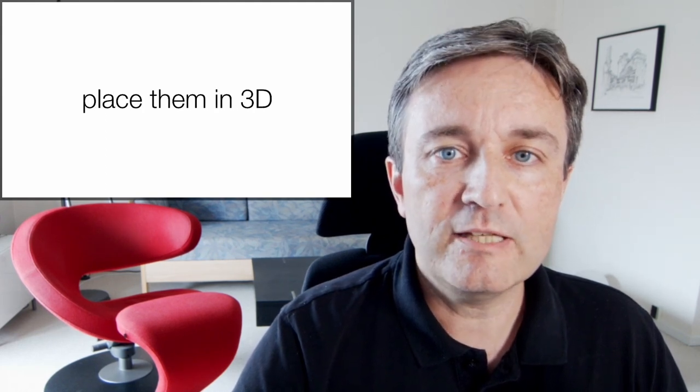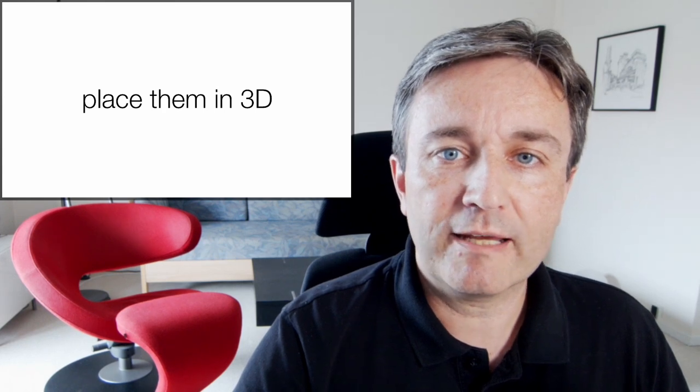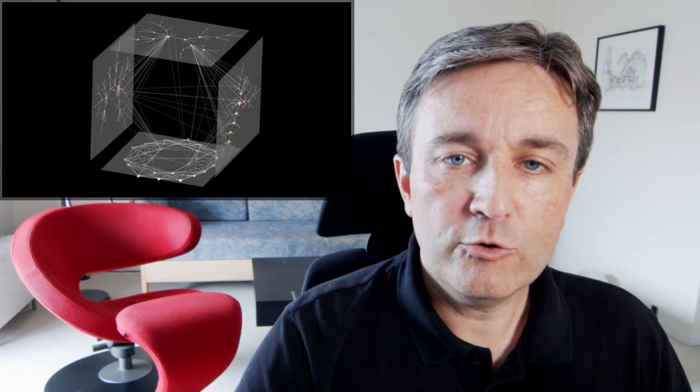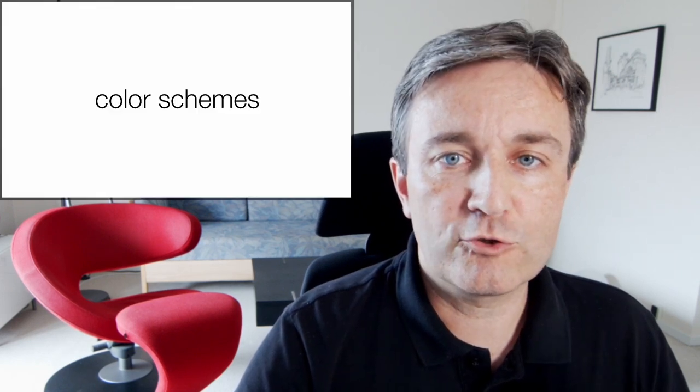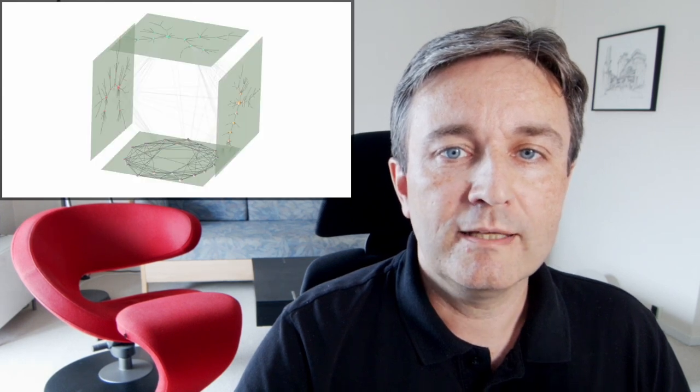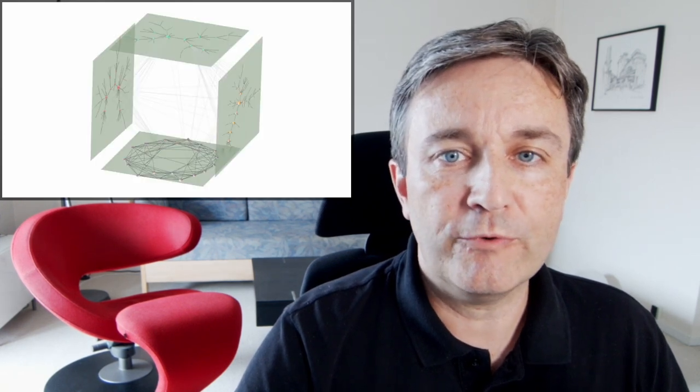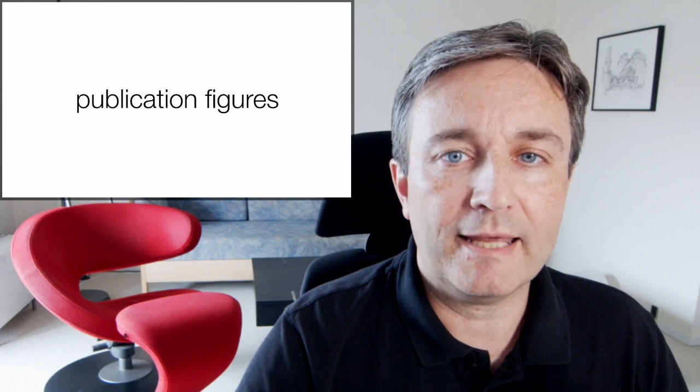You can then place these layers in 3D to get figures that look in many different ways. You can have the layers stacked like this, you can have parallel layers next to each other like this, and you can even place the layers in different orientations, forming, for example, a cube. Arena3D also has several different color schemes, including a light background, which is very useful if you're preparing publication figures.